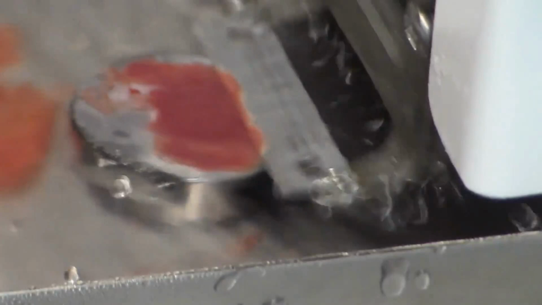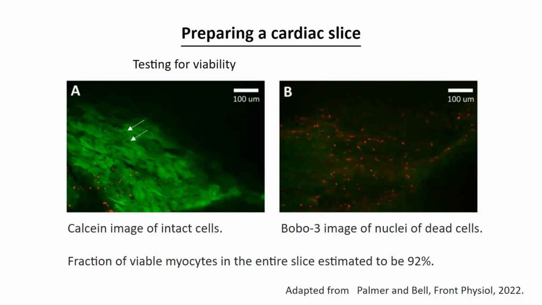The question may arise then whether the slicing process destroys any of the cardiac myocytes. Several laboratories, including our own, have examined the viability of cardiac myocytes within the cardiac slice. The left panel here in this slide shows green for intact cells, which dominate the image. The red dots in this image represent strands of DNA that have been liberated during the slicing process.